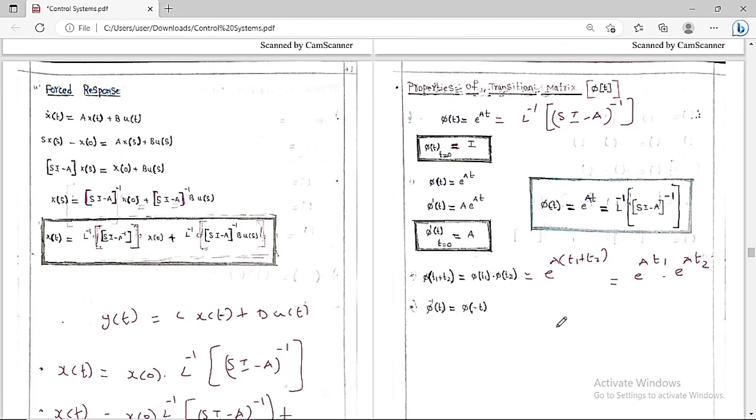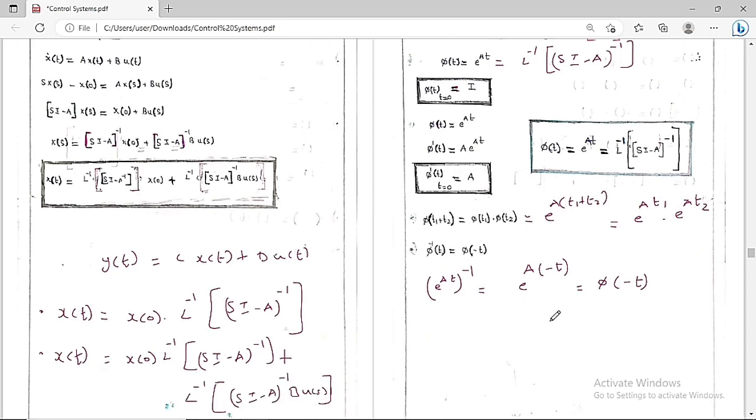And phi of t whole inverse is nothing but e to the power of A whole inverse, which we can also write as e to the power of A into minus t, which is equal to phi of minus t. These are the properties you always have to keep in mind.